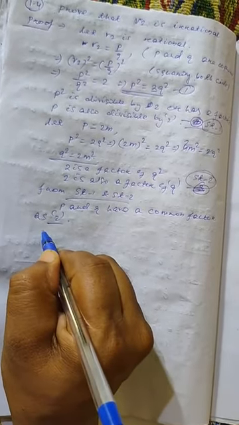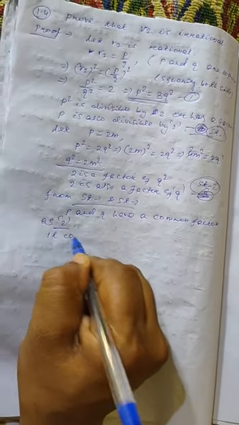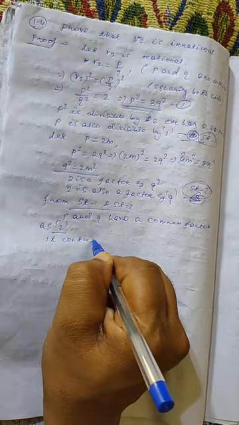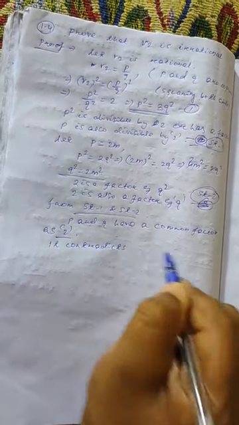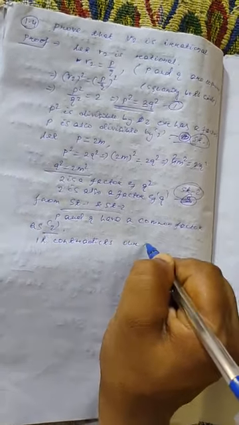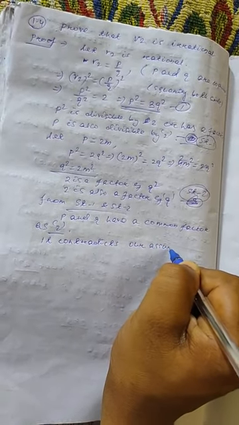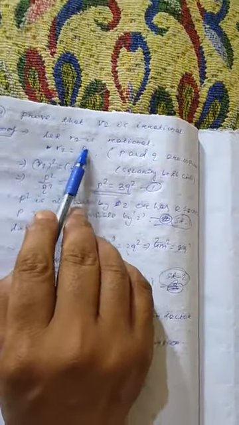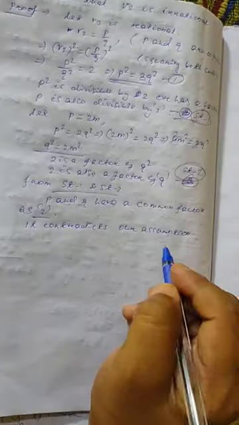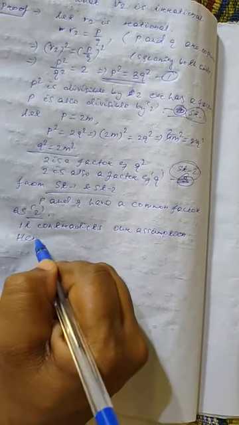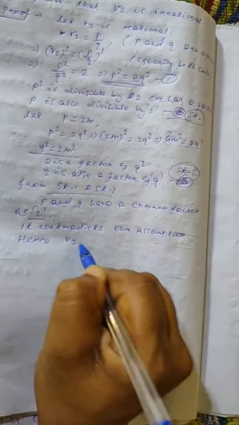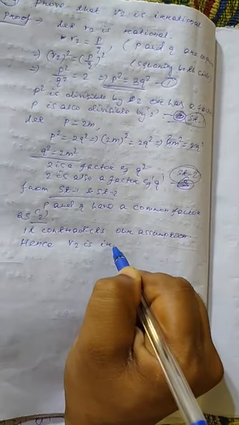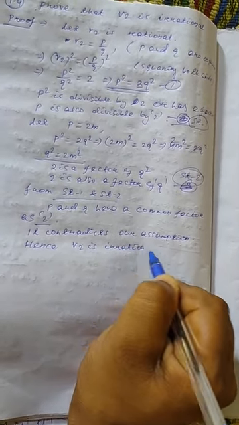That means it contradicts our assumption. Whatever we took, that root 2 is rational, that is our assumption, but here it contradicts our assumption. Hence root 2 is irrational.